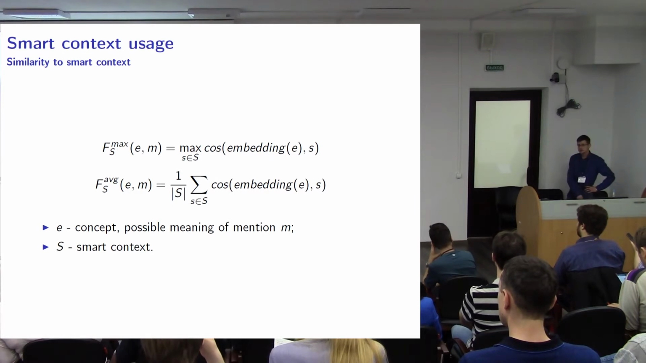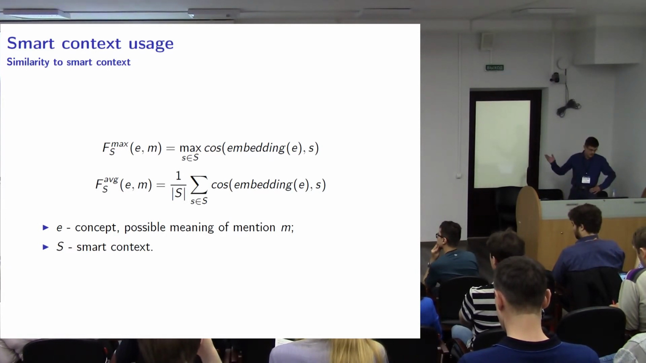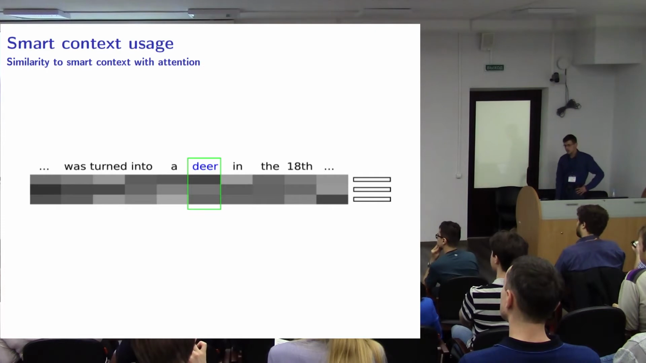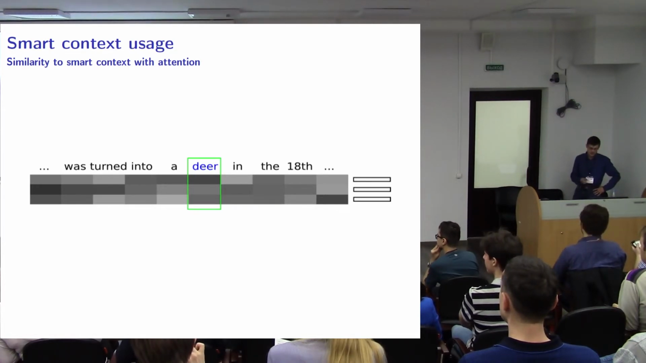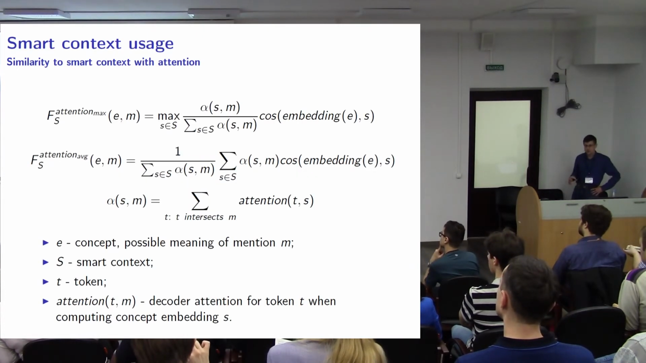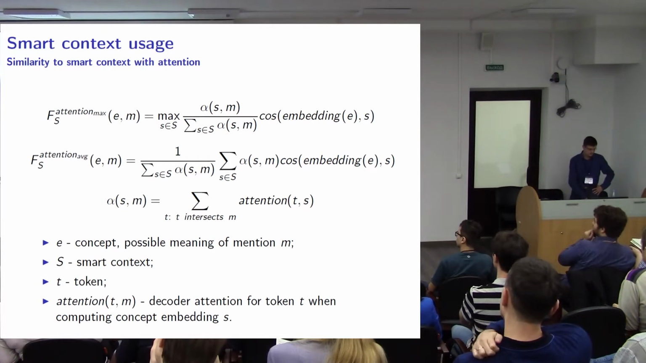So now, how can we compute the similarity from each concept to the generated context? A simple idea is here. We can compute either the maximum or the average similarity from concept to context. But we can do a bit more interesting thing. We can use attention. For example, here it is quite obvious that when we are disambiguating the mention here, we should look at the first embedding more than at all other embeddings. And we can incorporate this weight into the formula as it is done here.